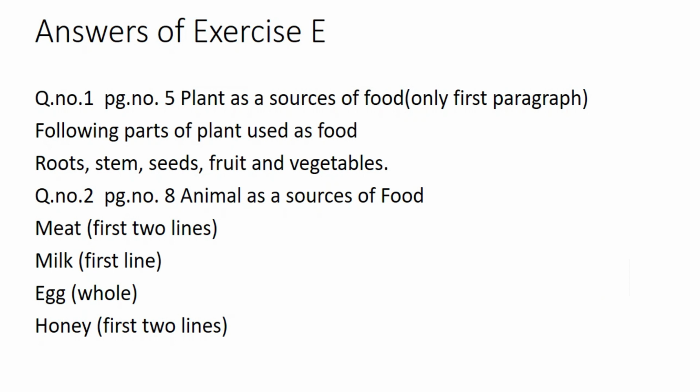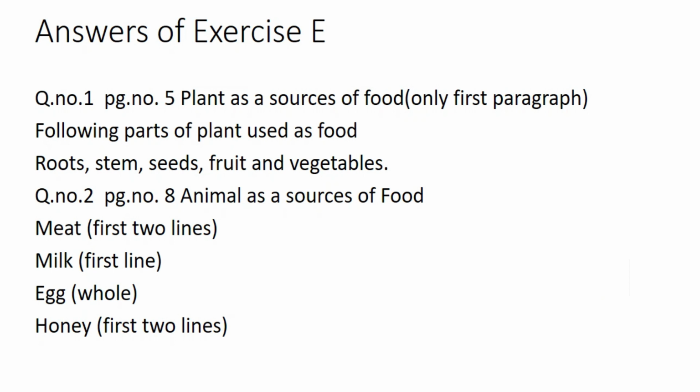Then your second is milk. Again, you will write only the first line. Food products produced by animals include milk, which is produced by mammals such as sheep, camels, goat, cow, and buffaloes. Your third one is egg. You will write the whole paragraph, obviously without writing the addition. You will start your answer from: birds and other animals lay eggs which are often eaten. Eggs are rich in nutrients such as protein and vitamins.